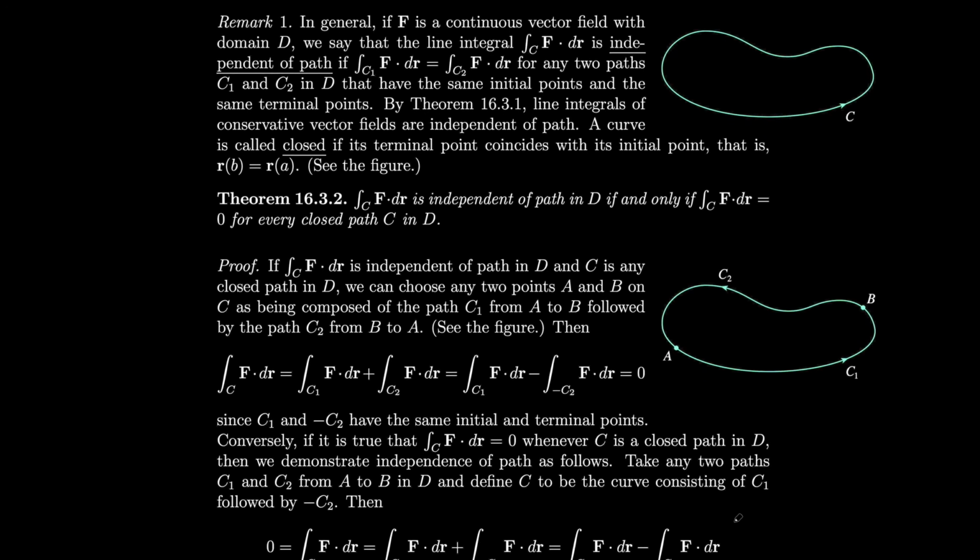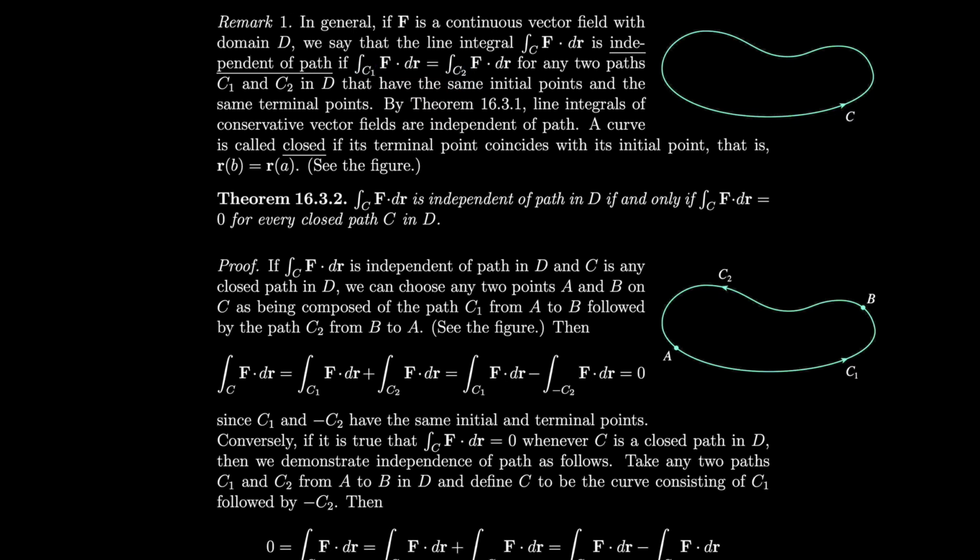So now that we have our fundamental theorem for line integrals, there's actually a lot of other results that we can connect to it. In general, if F is a continuous vector field with domain D, we say that the line integral F dot dr is independent of path if the line integral over some curve C1 is equal to the line integral over some curve C2 for any two paths C1 and C2 in our domain that have the same initial points and the same terminal points.